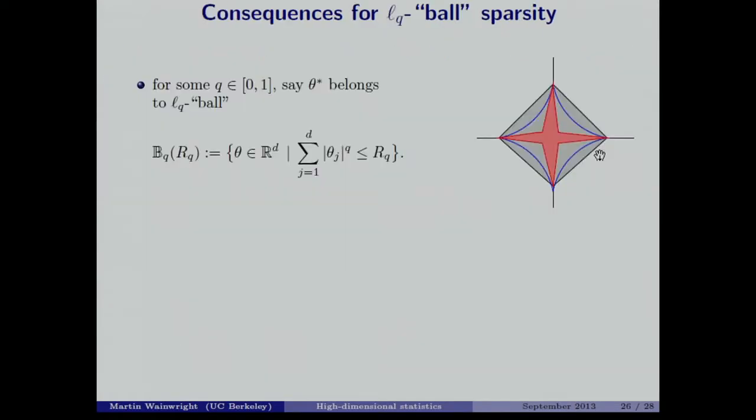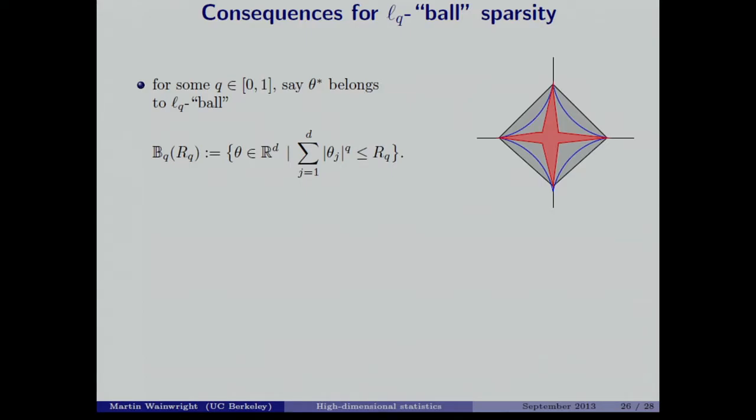So one interesting set that people look at a lot, the question here is, how do you relax a hard sparsity assumption? One very natural way of doing it is you look at what are called LQ balls. I'm putting ball in quotation marks because these aren't really balls. These are not norms when Q is less than 1. These are non-convex sets that we're looking at.